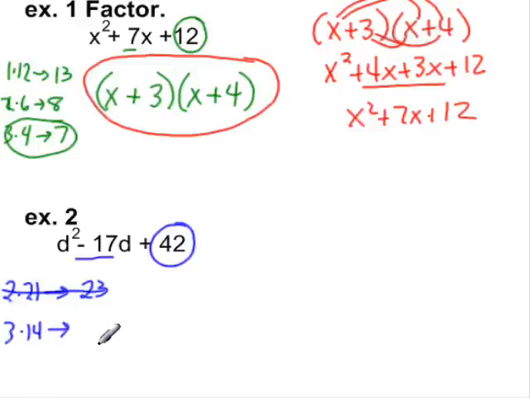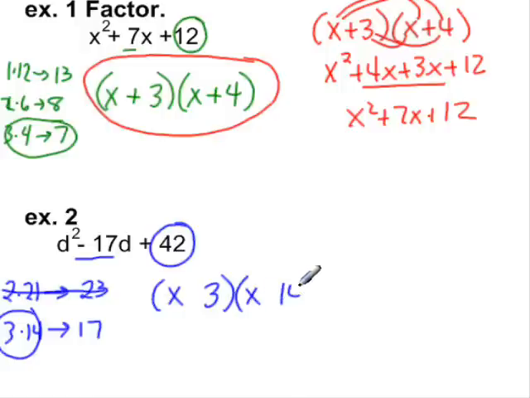3 times 14 would work. 3 plus 14 is 17, and since that's the number we're trying to get, we know that we found our factors, so we'll be using 3 and 14 here. So let's draw our parentheses. We're going to be having an x, we'll have a 3, we'll have another x, and a 14.